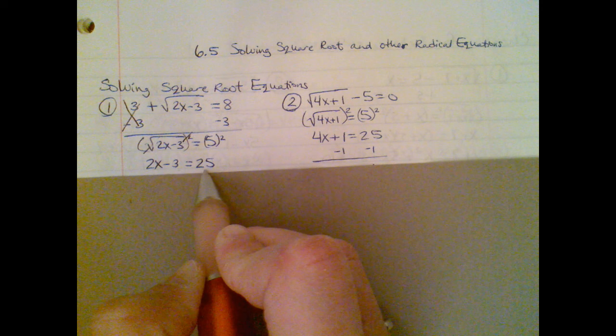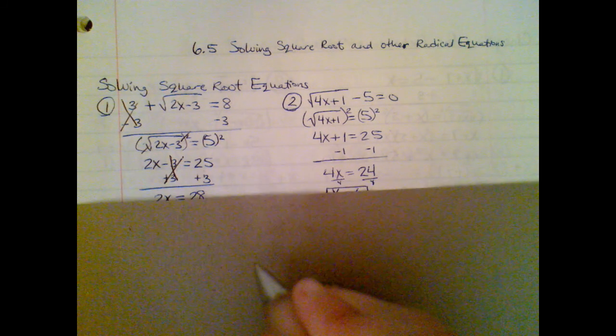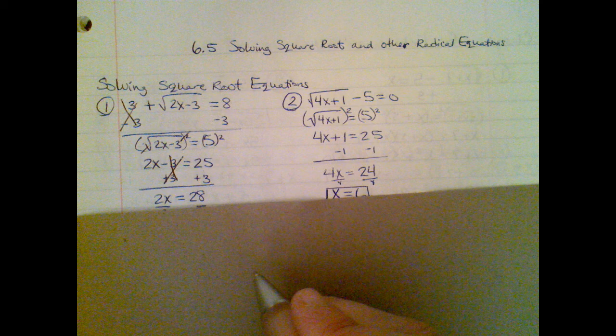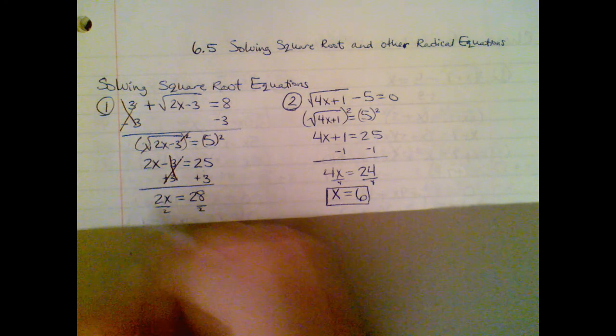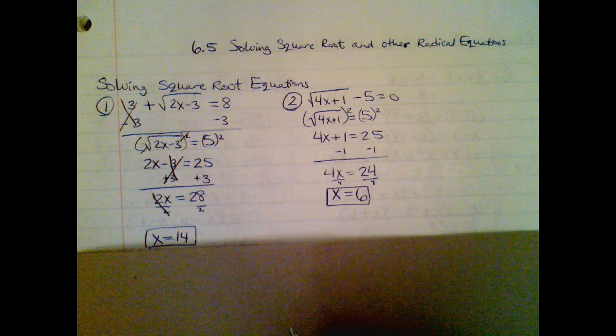And then we just go ahead and solve this two-step equation. So we're going to add 3 to both sides. The 3's cancel out, so we have 2x equals 28. And then we're going to go ahead and divide both sides by 2. So the 2's cancel out, so we get x equals 4.